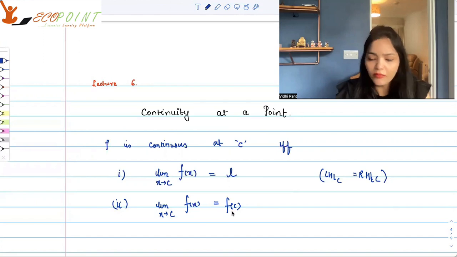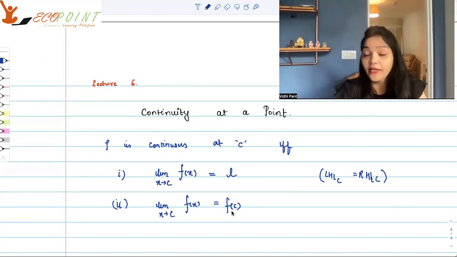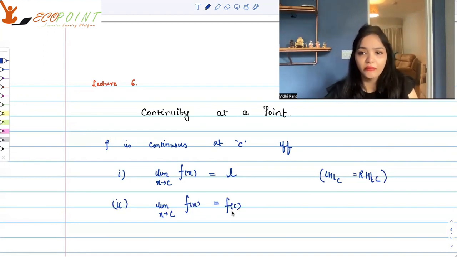Now, continuity is a very important concept in maths, and it's applied at various levels, be it physics, be it economics. It can be applied in a lot of ways because discontinuities are very important to study. Whenever there is a discontinuity, there is some change happening. It might be associated with behavior, it might be associated with, say, voltage, or various other things. That's why continuity is important.